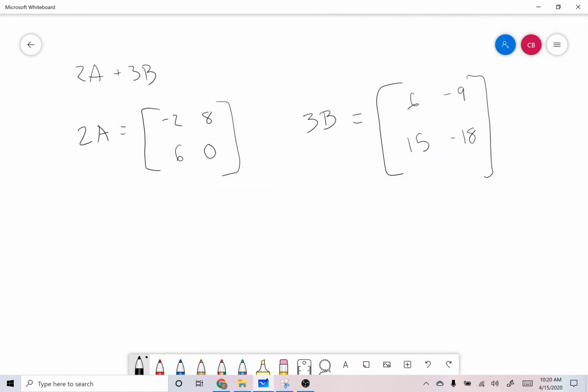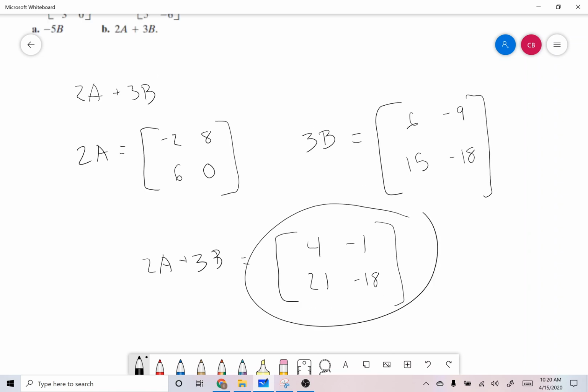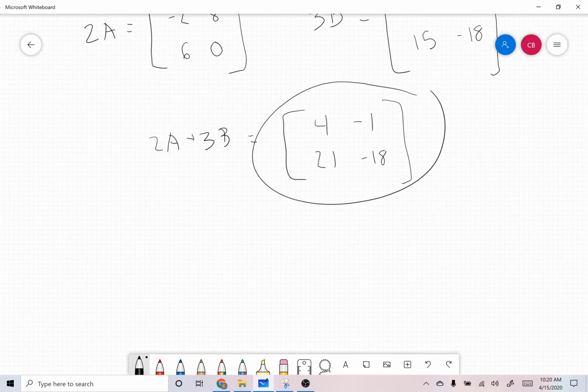Okay, and then they want us to add these together. So we want 2A plus 3B, so that's going to equal 4. Negative 2 and 6 is 4, 8 and negative 9 is negative 1, 6 and 15 is 21, and 0 and negative 18 is negative 18. So this would be your solution to that question there.